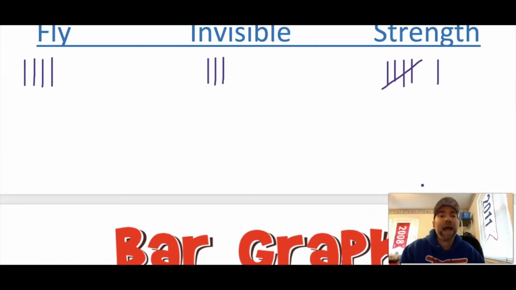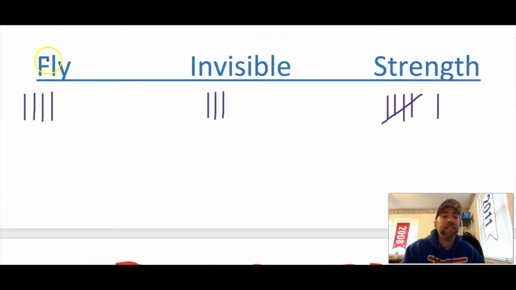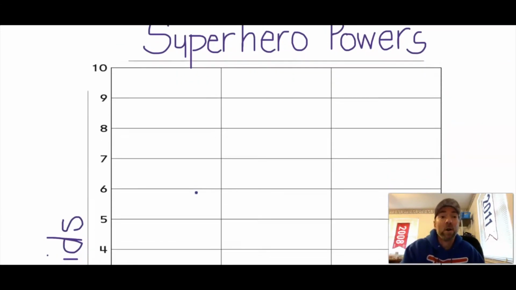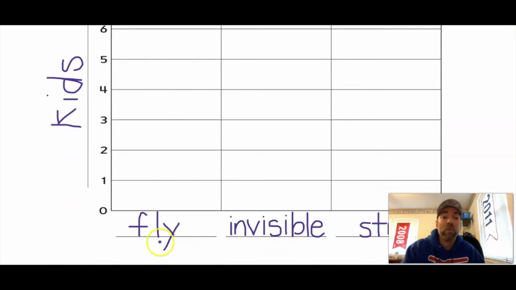We need to figure out how many kids voted to fly. Well, to fly, we had 1, 2, 3, 4 kids. So watch what we do on our bar graph. On our bar graph, we start where the word fly is. And we start at the bottom, which represents 0. Because 4 kids voted for fly, I'm going to color in 4 of my boxes.